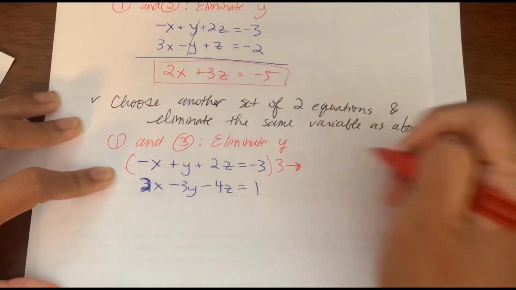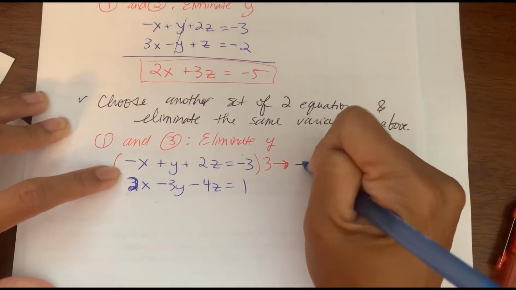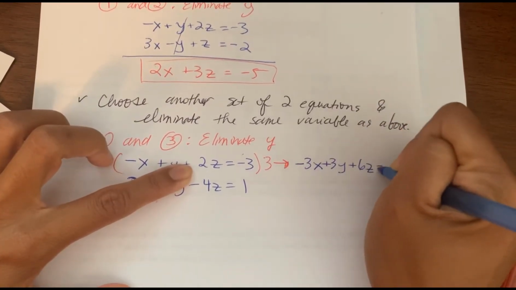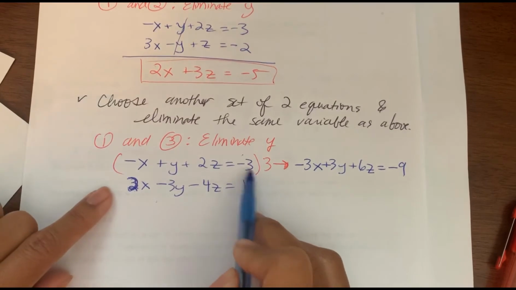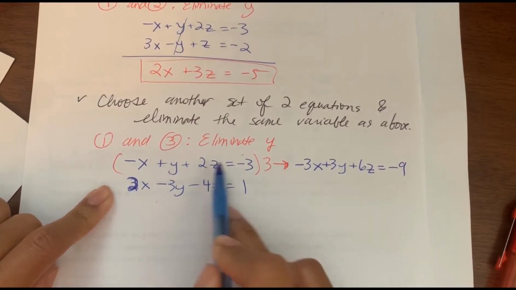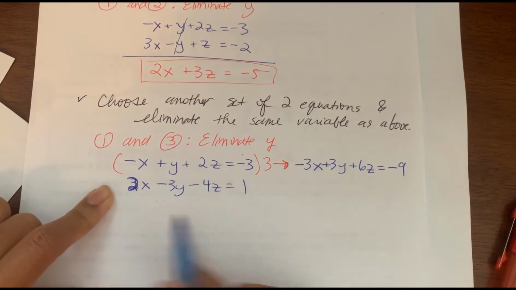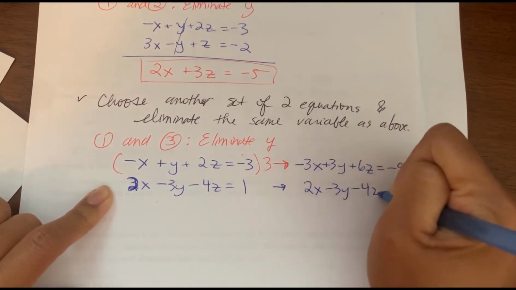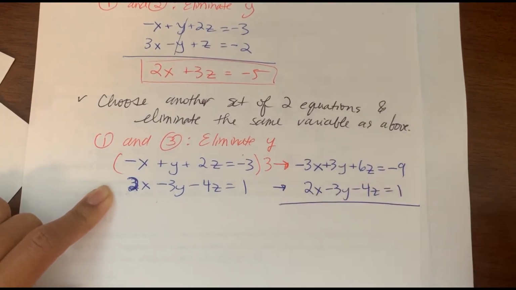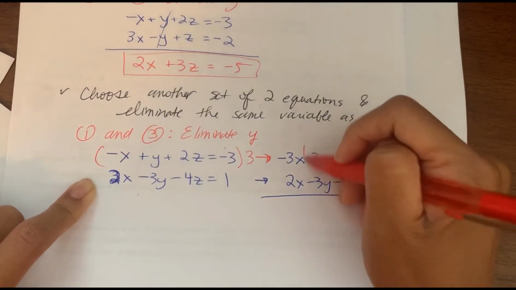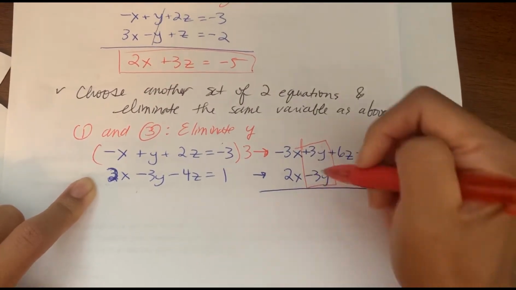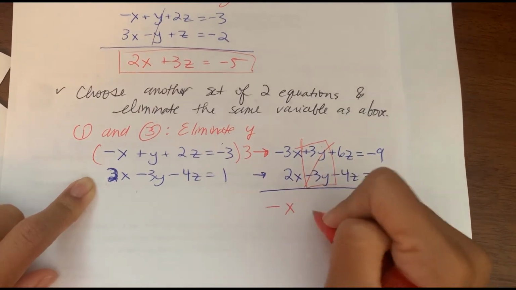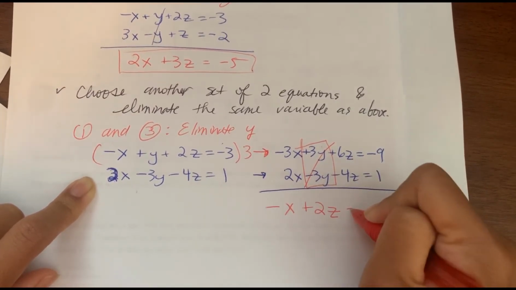So when I multiply it by 3, I end up getting negative 3x plus 3y plus 6z is equal to negative 9, because I multiplied by 3 to every single item in this equation. And the bottom stays the same. I'm not changing the bottom at all, so I leave that the same. And once I do that, now I can add my two equations together, and notice the 3y and the negative 3y cancels out and becomes a 0. So here I'm left with negative x plus 2z is equal to negative 8.